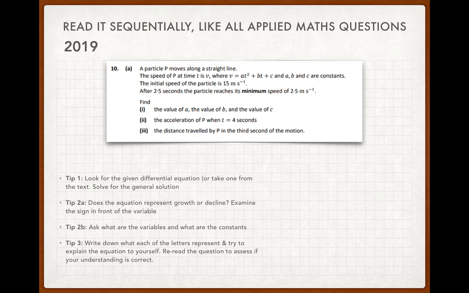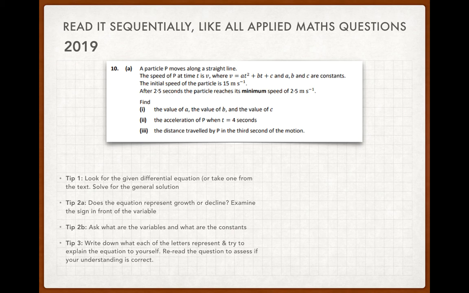If t was equal to 0, v is equal to 15. If you sub those into the formula, v is equal to at squared plus bt plus c, that will give you a c value. So that's the c value done. The next line then must be used to get a and b. So what I'm thinking of is, first of all, after 2.5 seconds, the speed is 2.5. Sub those in, and you'll get an equation with a, b, and numbers in it.